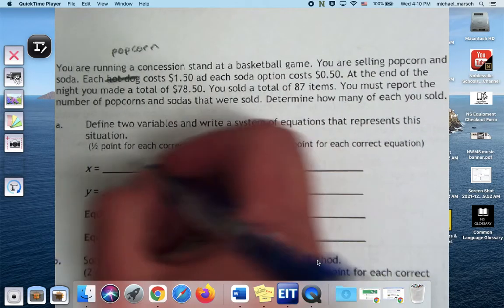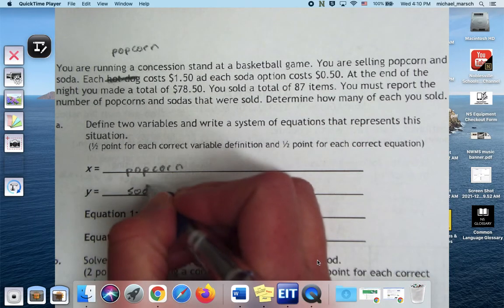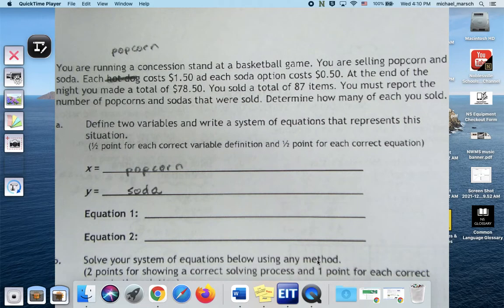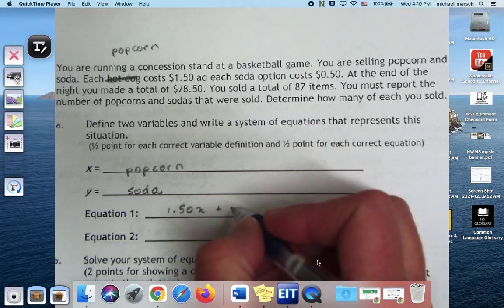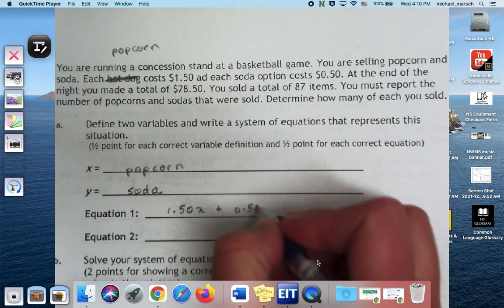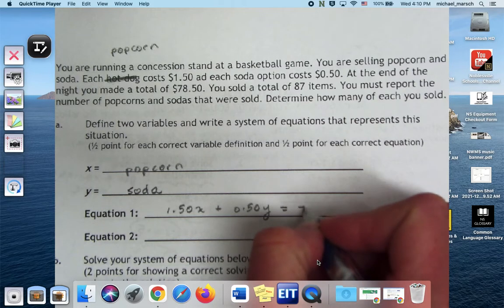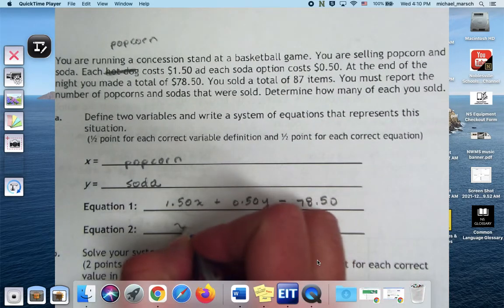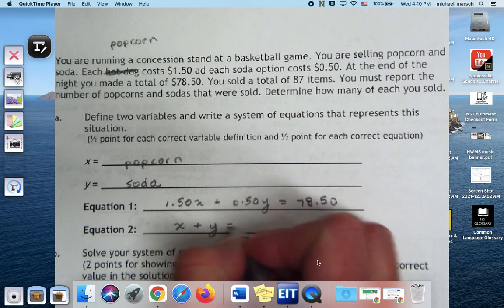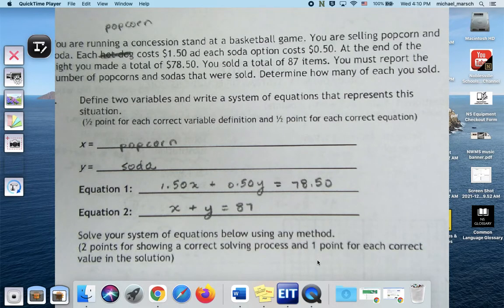Okay, so X is going to be popcorn, not hot dog. And Y is going to be soda. My first equation is going to be 1.5x plus 0.50y, because it's $1.50 per popcorn, 50 cents per soda, and that added up to $78.50. We know they sold 87 items, so the number of popcorns plus the number of sodas equals 87. So there's my two equations. Go ahead and solve this.